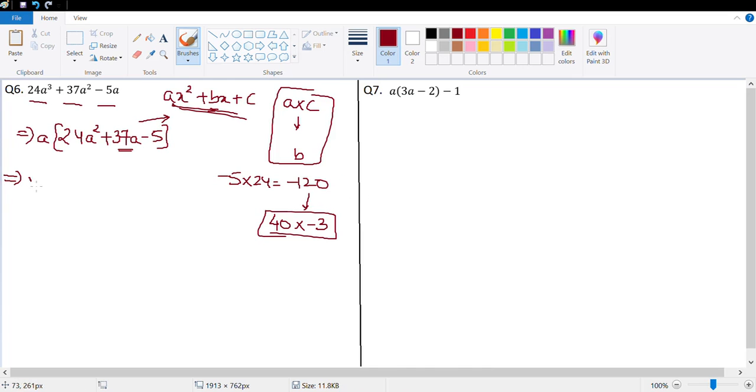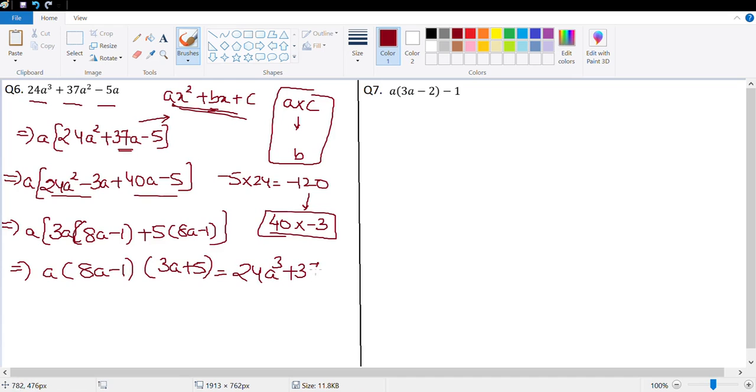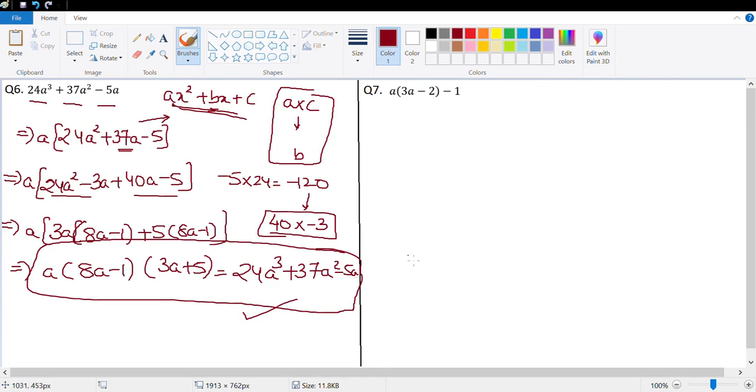So I would split 37 as 24a square minus 3a plus 40a minus 5. Grouping it the way I have underlined, what we have is a times common between these two is 3a. So this is 3a times 8a minus 1. What's common here is 5, 8a minus 1. So what we get is a times 8a minus 1 multiplied with 3a plus 5. This is equal to 24a cube plus 37a square minus 5a. So that's our final answer.